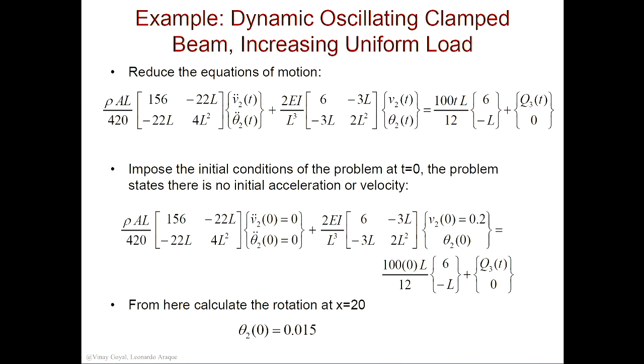So impose initial conditions of the problem at t equals 0. If I was you, I'd do this very systematically, just little by little, to go through this. At t equals 0, that's my acceleration terms. There's a displacement applied of 0.2 at that node, the right-hand side. I said in the problem there's no acceleration. Theta 2 is unknown. I don't know the rotation of that end. And that's equal to 100 times 0, since this distributed load is not acting at the beginning. So t equals 0, that's 0. Q3, 0. So now I have two equations, two unknowns. I can solve for theta 2, so I can get the initial rotation at the beginning.